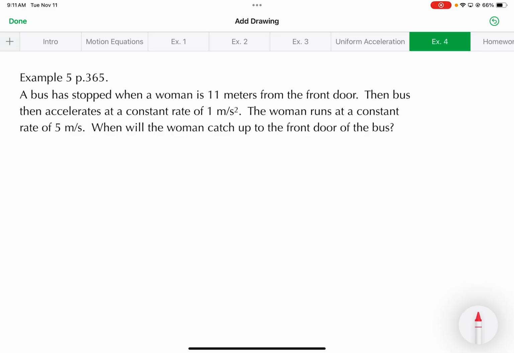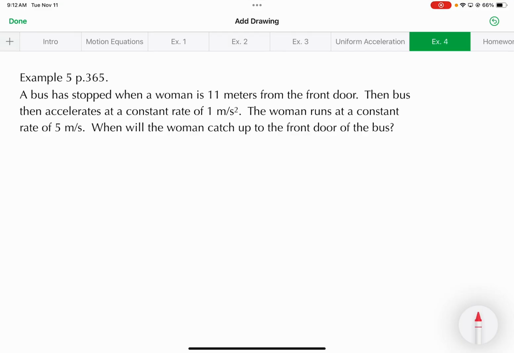A bus has stopped when a woman is 11 meters from the front door. The bus then accelerates at a constant rate of 1 meter per second squared, so uniform acceleration. The woman runs at a constant rate of 5 meters per second. When will the woman catch up to the front door of the bus? All right, so we got a bus and we got a woman, and they're moving. Let's look at what we have and what we want to find, how we answer the question.